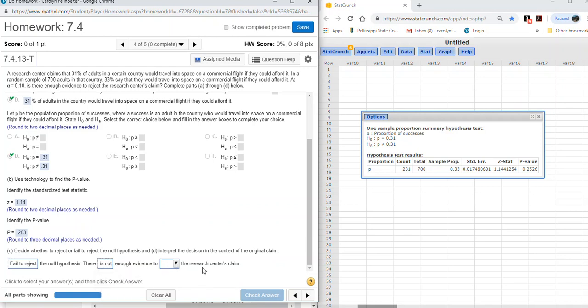Now here we have to decide, we don't have enough evidence, but does that mean not enough evidence to support the claim or to reject the claim? And we don't have enough evidence to reject the claim because the claim is the null. And if you remember, we failed to reject the null. So we did not have enough evidence to reject the claim, which was the null.